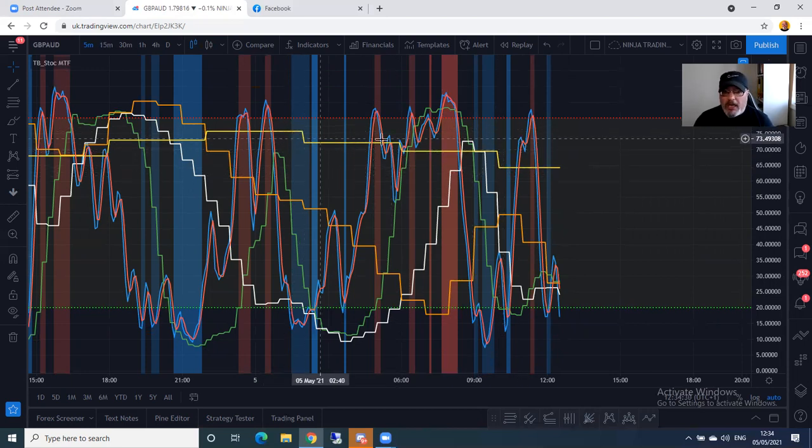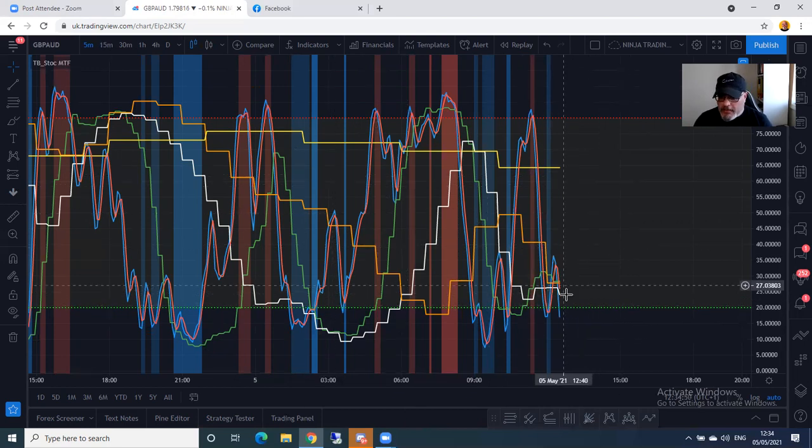So it's a bit more clunky in its movements on this time frame because we're looking at the 4-hour movement on the 5-minute time frame. So the 5-minute, nice and smooth. Green, less smooth. The white, quite clunky. Orange, quite clunky, and yellow, quite clunky. So those are the different time frames that we're looking at in one go.